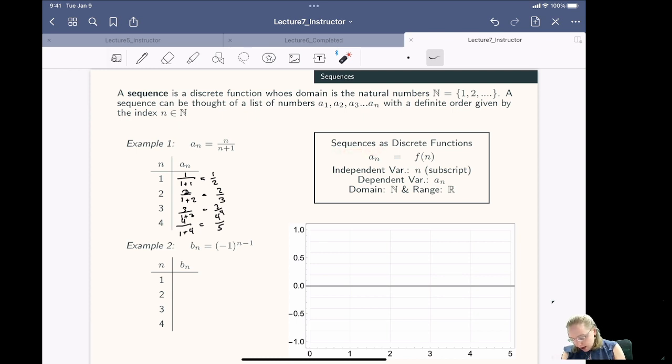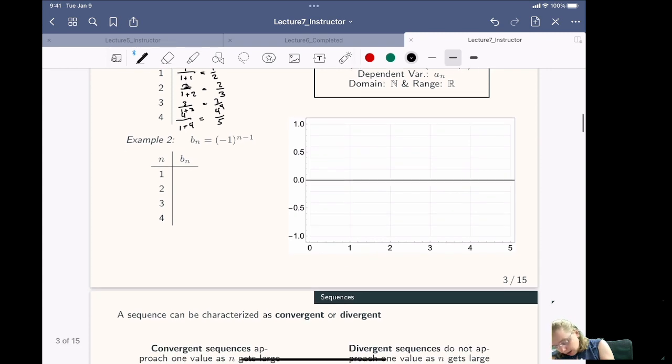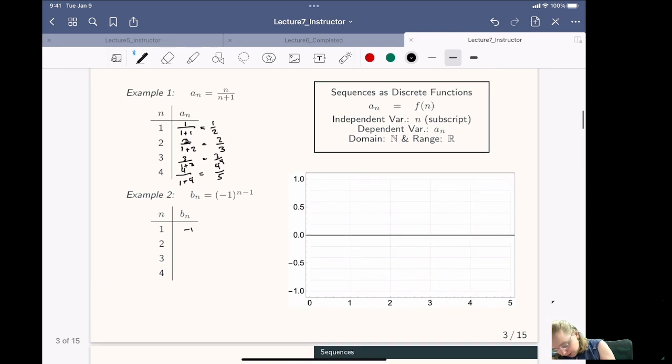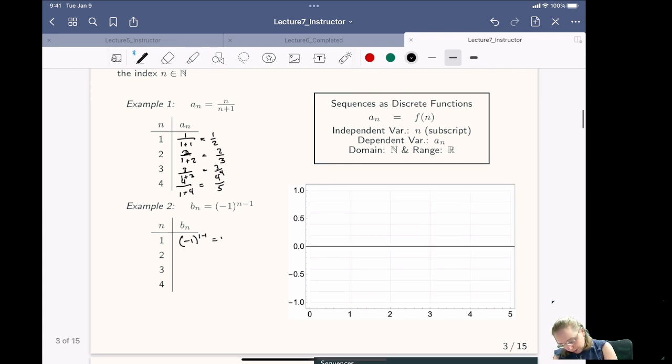All right, now let's think about this other sequence, example 2, where we have b_n is equal to -1 to the n minus 1. All right, this is a little bit more complicated, so let's work this out. We have, if n is equal to 1, then we have -1 all raised to the 1 minus 1. What is -1 raised to the 1 minus 1? Well, anything raised to the 0th is simply 1.